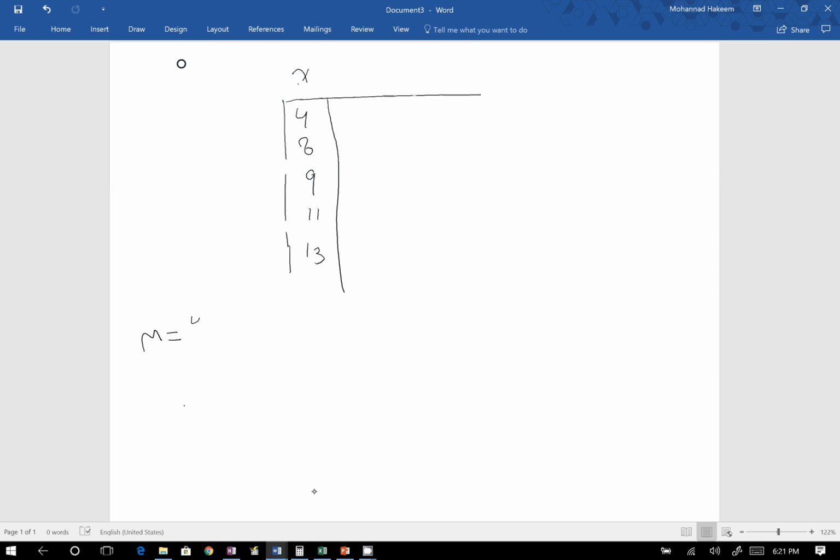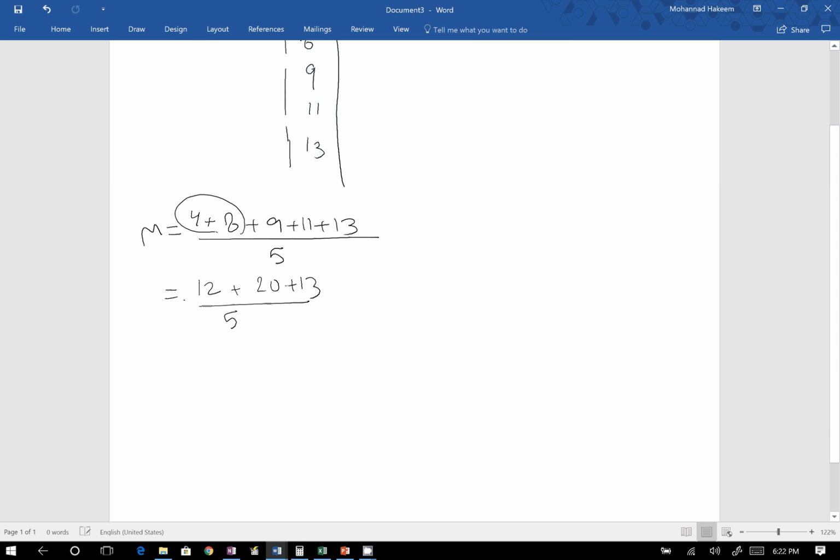Mu is equal to 4 plus 8 plus 9 plus 11 plus 13 divided by the number of points, which is 5. So 4 plus 8 is 12. 9 plus 11 is 20. And the 13, divided by 5. This becomes 45 divided by 5, which is 9.